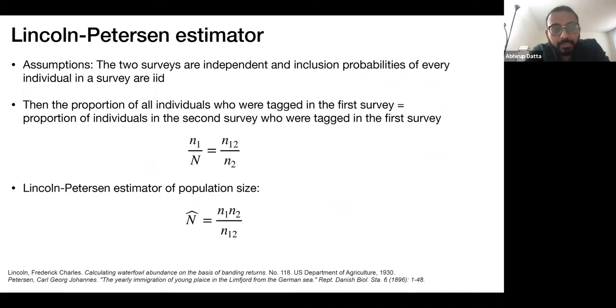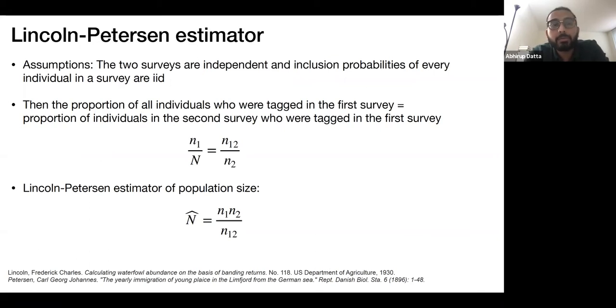So using this data, there is a very famous estimator called the Lincoln-Peterson estimator. It came about in studies of estimating animal populations in 2 classic papers, one from, I think, 1896, and one from 1930. It basically relies on the assumption that the 2 surveys are independent and the inclusion probabilities of every individual in a survey are IID. They can vary across the surveys, but within a survey, the inclusion probabilities are the same for all individuals.